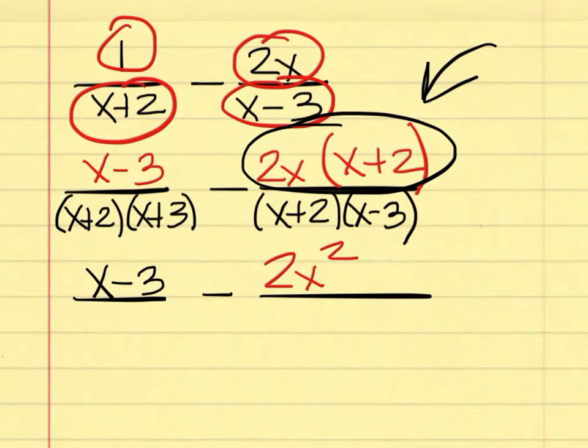2x squared plus 4 what? 4x. That's right, plus 4x. Okay, now on the bottom, I can simplify my denominator. I want to multiply x plus 2 times x plus 3. And remember, to do that, you have to do x times x, x times 3, and then 2 times x, 2 times 3, and add like terms in there.